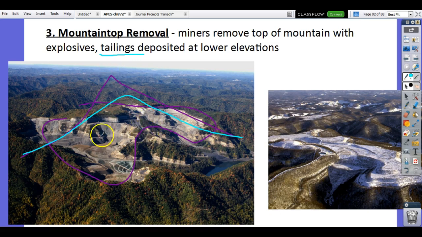Like, you could try to stack it up on top of the mountain, but it's not really going to work very well. So they just chuck the rock somewhere down at the bottom of the mountain and hope it doesn't cause any issues. Over here, this used to be a mountaintop too. It no longer is.